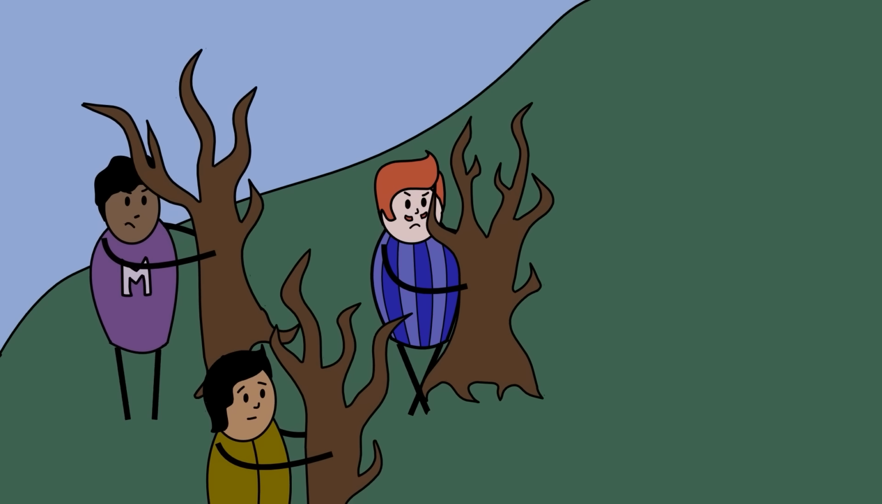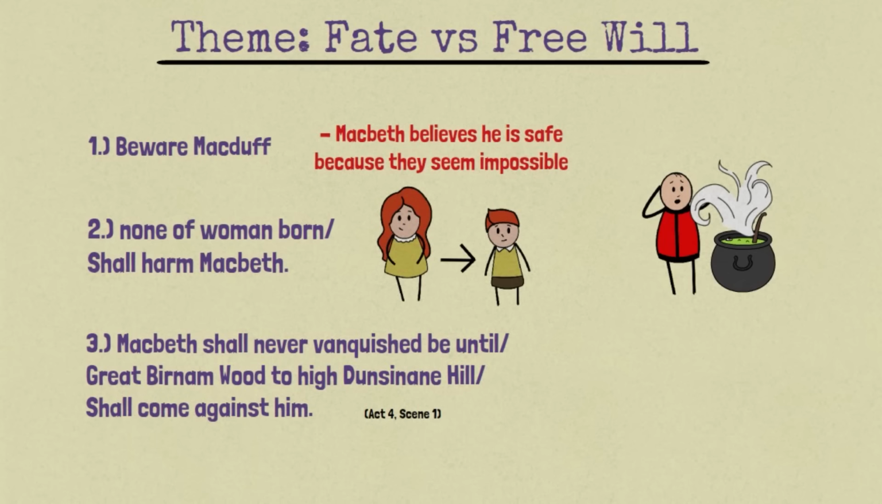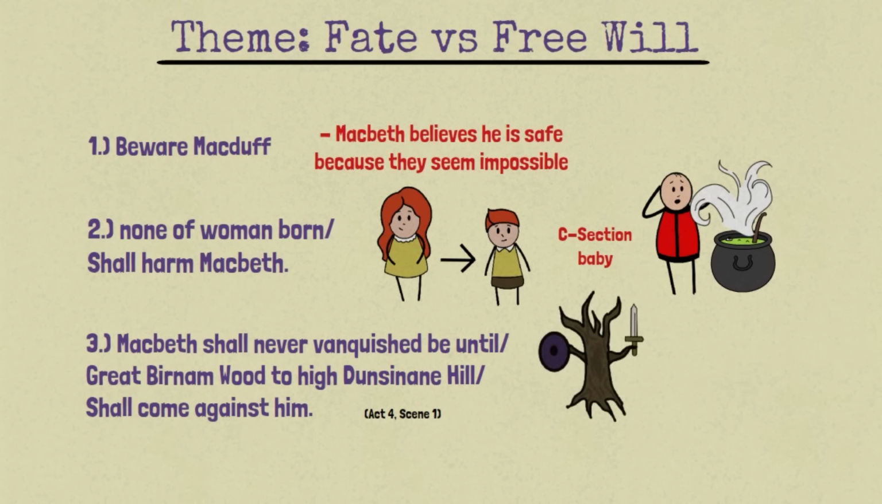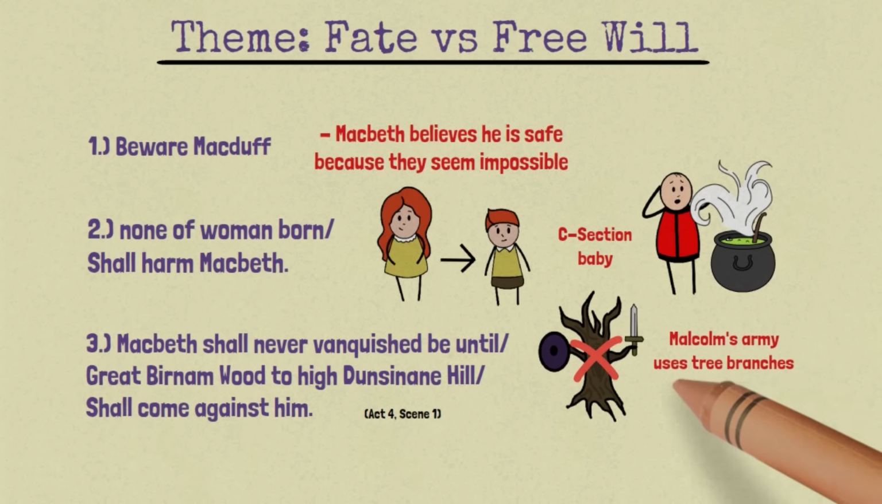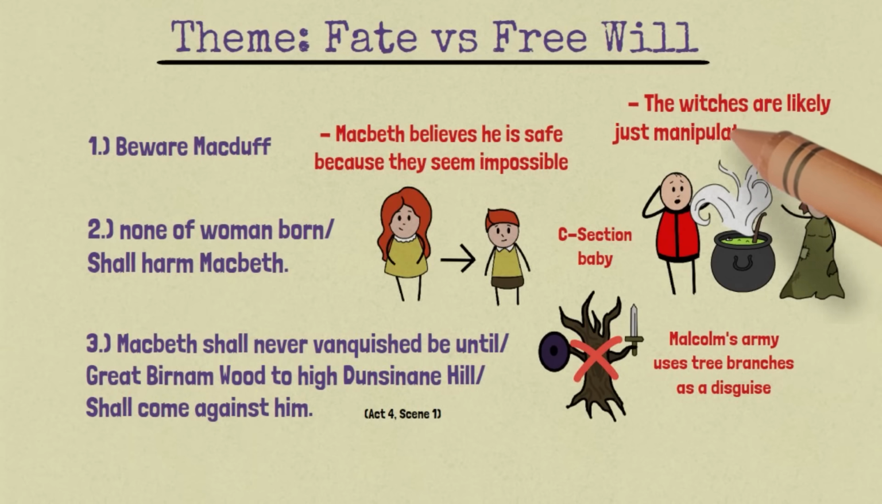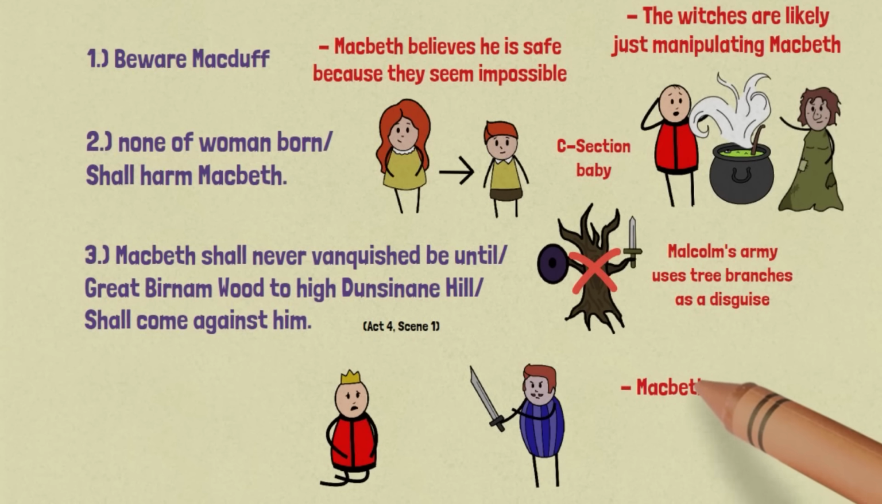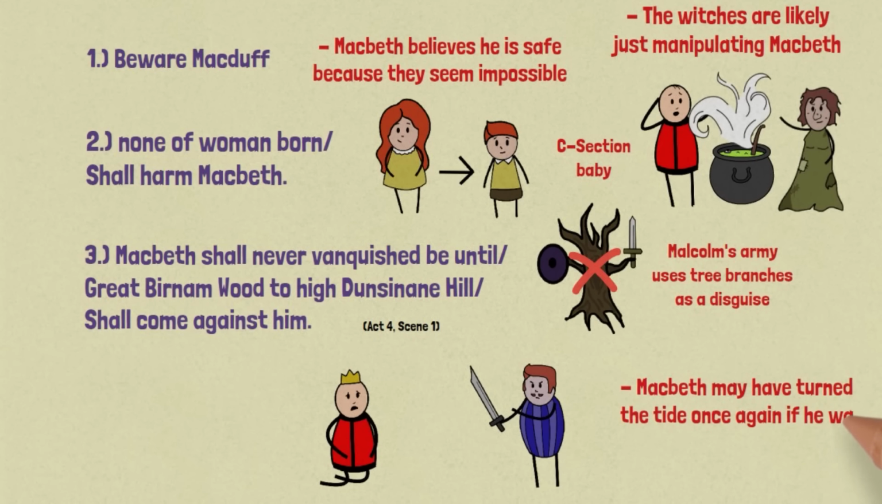Malcolm's army holds tree branches in front of them, and Macduff was born by C-section. If this really was fate, Macbeth is the victim of a very cruel cosmic joke. But it is also likely that the witches just manipulate Macbeth under the guise of it being his fate. He may have even turned the tide of the battle once again, had he not been convinced that it was his destiny to lose it.